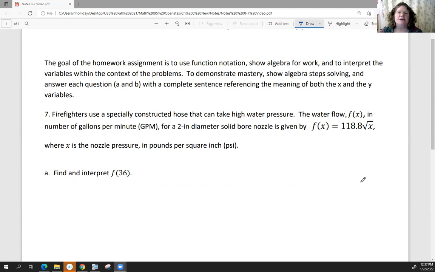So when you're looking at an application problem, the first step should be to really get a handle on the variables. And to do that, we want to define the variables. And so that's the first trick. You want to find your X and your Y variables.